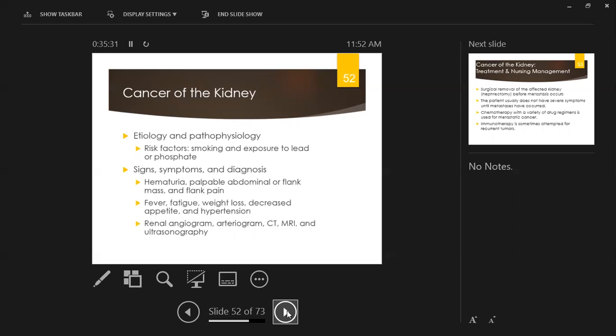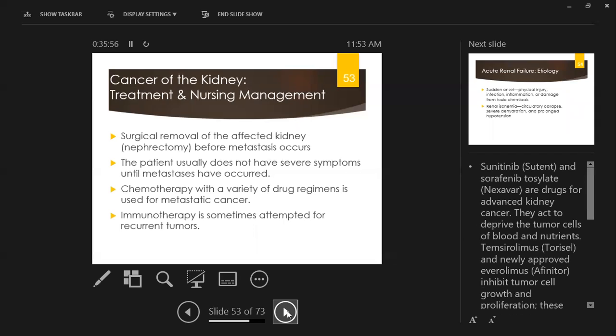Cancer of the kidney. So risk factors for kidney cancer are smoking and exposure to lead or phosphate. These patients may have blood in their urine, a palpable abdominal or flank mass, potentially flank pain as well. They may have fever, fatigue, weight loss, decreased appetite, or high blood pressure. We'll do a renal angiogram, arteriogram to look at the blood vessels, CT, MRI, and ultrasonography to diagnose cancer of the kidney.